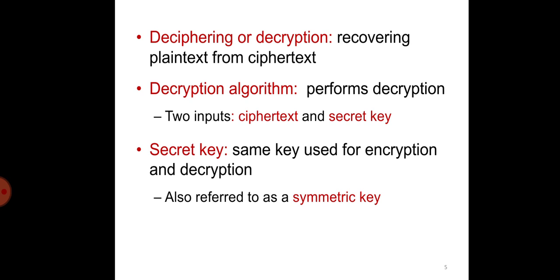Deciphering or decryption. Recovering plain text from ciphertext. Decryption algorithm. It performs decryption. It uses two inputs, ciphertext and secret key. Secret key, the same key used for encryption and decryption. This one is also referred to as a symmetric key.